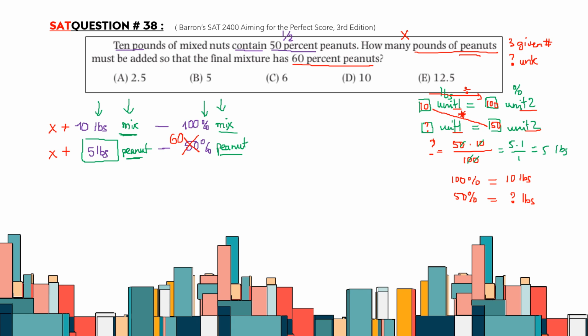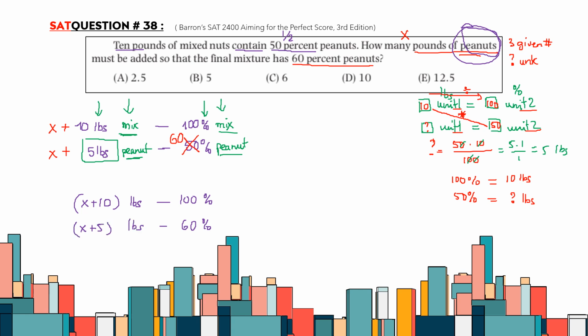You got it? After we set it up like that, let's rewrite it one more time. Now we have X plus 10, where X is the pounds of peanuts we added. That is the really important part. So we have X plus 10 pounds, which still represents 100%. But now the peanuts will be 60%, and it's X plus 5 pounds.